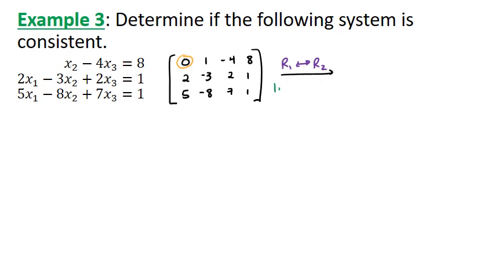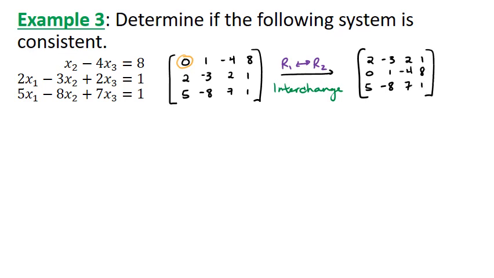So just recall this is referred to as interchanging. I'm just going to flip-flop those two rows. So my first row becomes 2, -3, 2, 1. Second row is 0, 1, -4, and 8. And the third row remains the same. Okay. Now, I'm going to get to that first entry in a little bit.